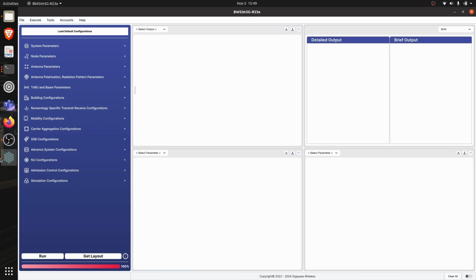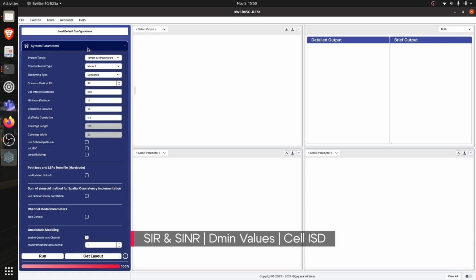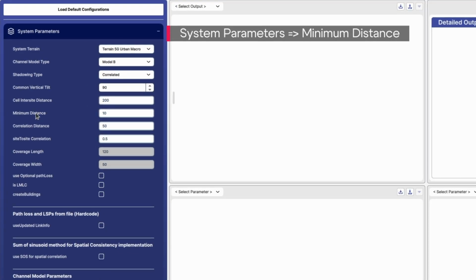Moving on to the second observation, now we are going to change the geometry of the user equipment arrangement and see the effect it has on the SIR and SINR. And by geometry, what we are going to do here is increase the minimum distance between the base station and user equipment. So if you increase it, you make all the user equipments move away from the base station towards the cell edge, and this can be done by increasing or decreasing this minimum distance parameter in the system parameter options.